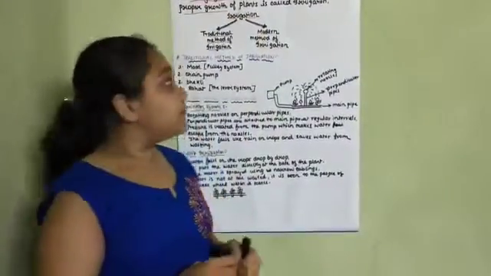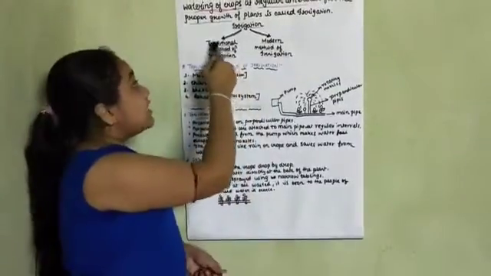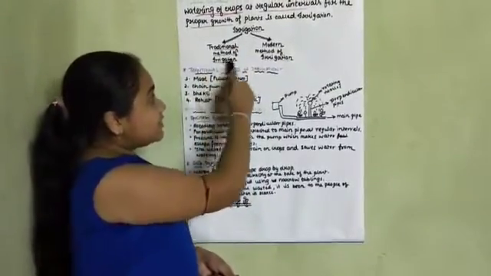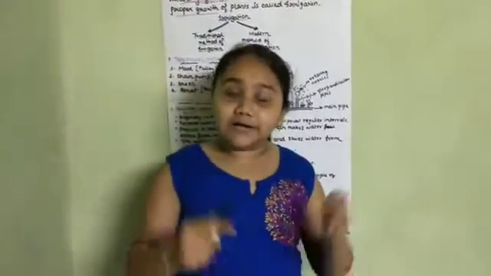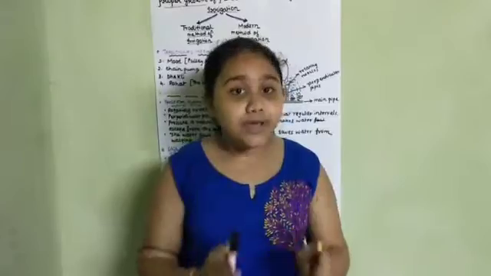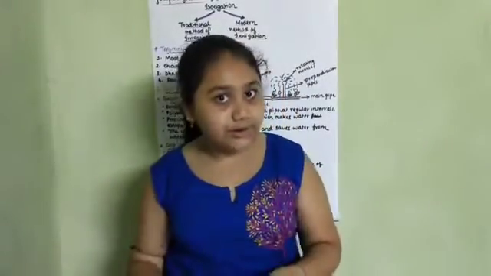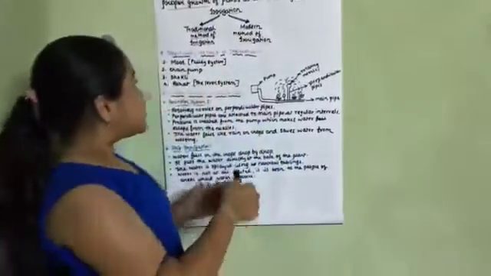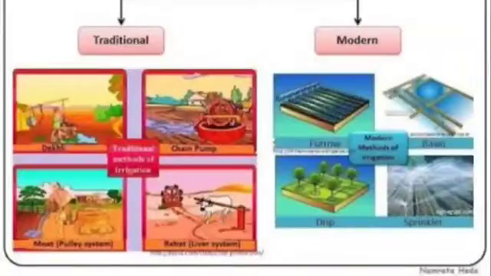growth of plants. Now, generally, irrigation is of two types: traditional method of irrigation and modern method of irrigation. As we have learnt in the last video that sowing can also be divided into two, traditional method and modern method, like that, irrigation is also divided into traditional methods and modern methods.